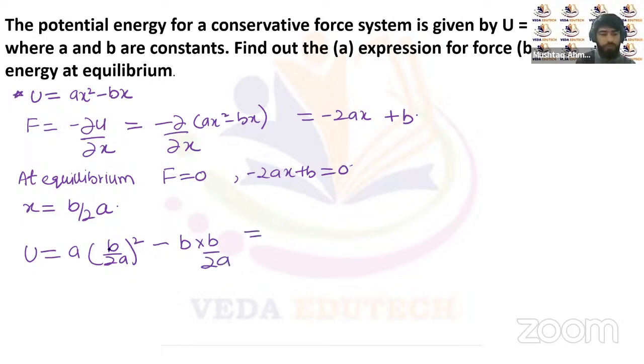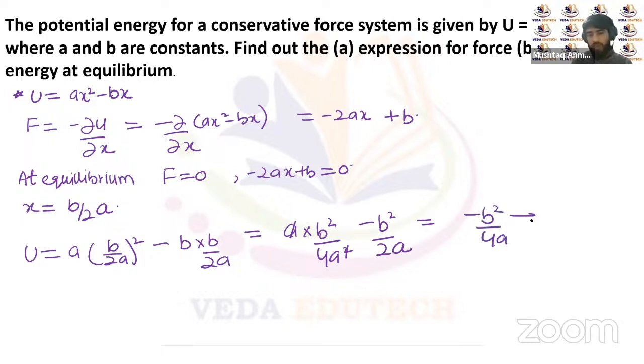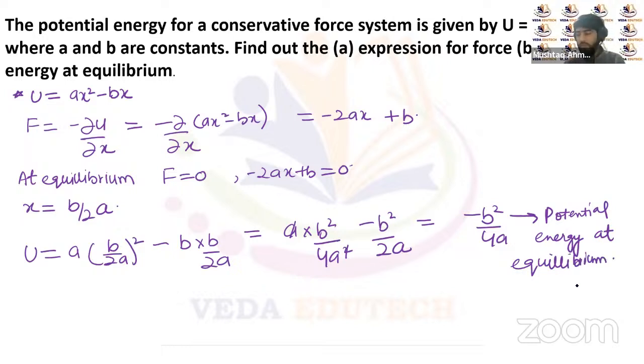So it will be equal to a times b square upon 4a square, minus b square upon 2a. A and a will get cancelled. We'll be left with b square upon 4a minus b square upon 2a. That will be equal to minus b square upon 4a. So this is the potential energy of the system at equilibrium.